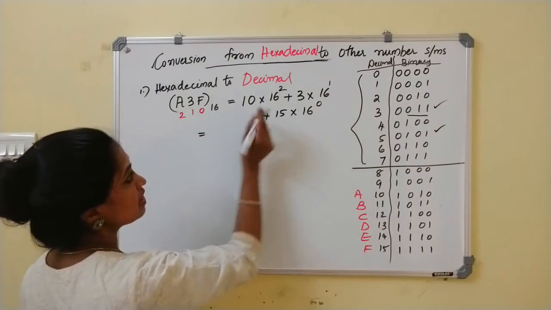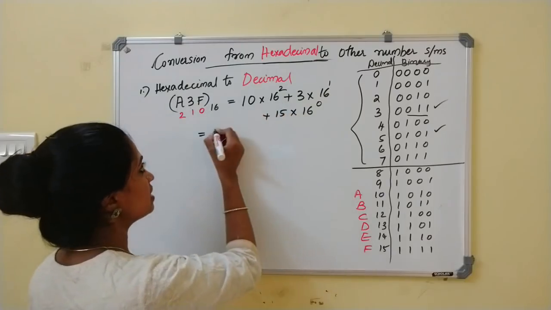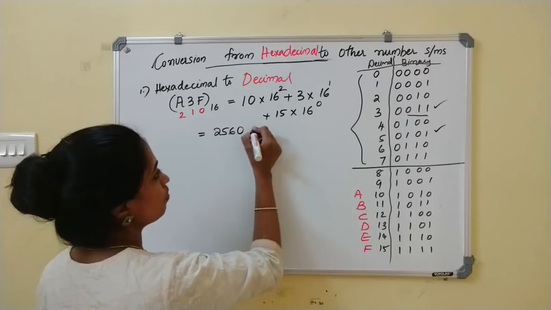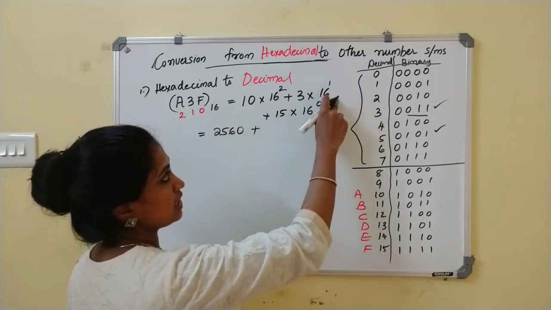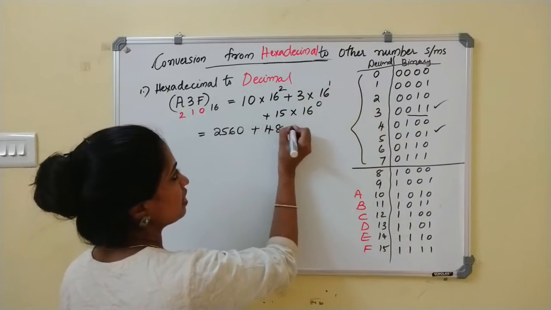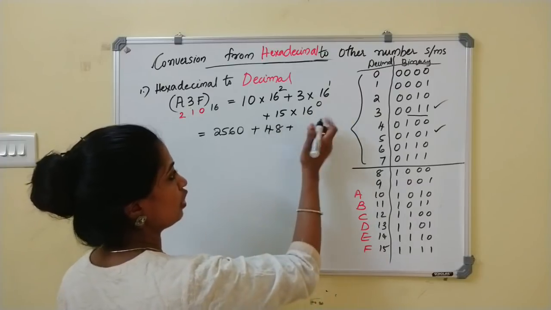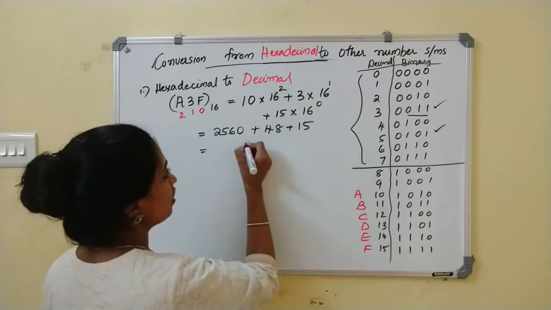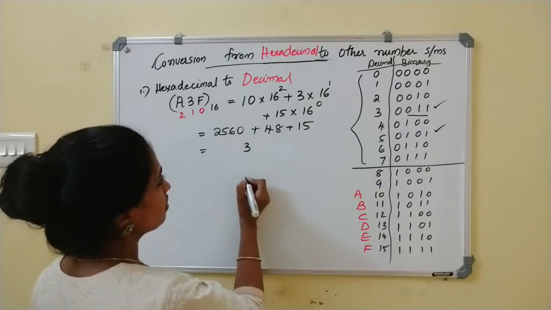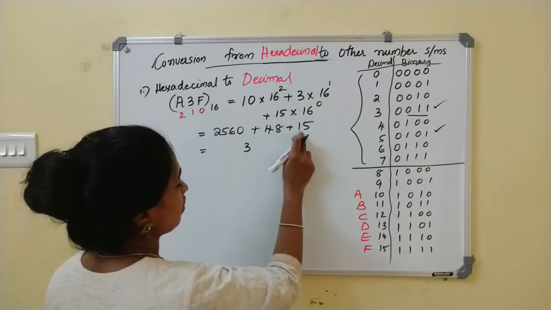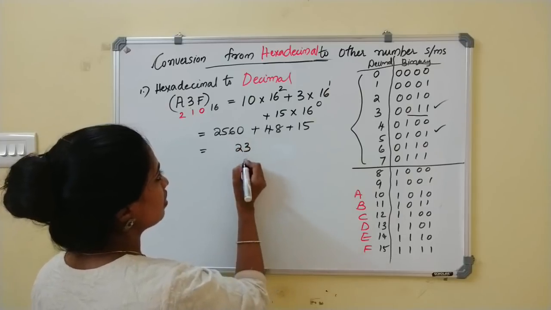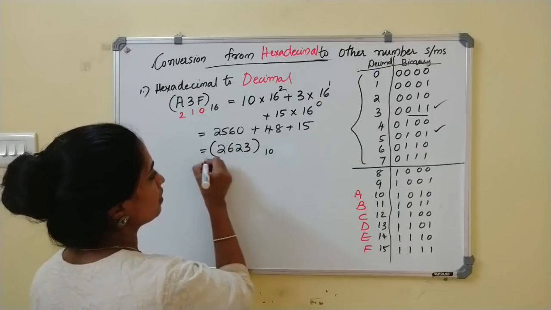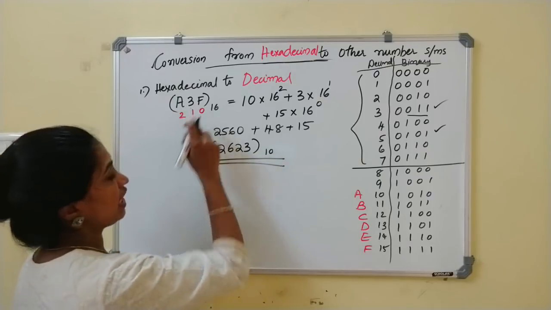So 16 squared is 256. 256 into 10 is 2560. Plus 16 raised to 1 is 16, so 3 into 16 is 48. Plus 16 raised to 0 is 1, so 15 into 1 is 15. The sum is 2560 plus 48 plus 15, which is 2623. This is the equivalent decimal number of A3F.